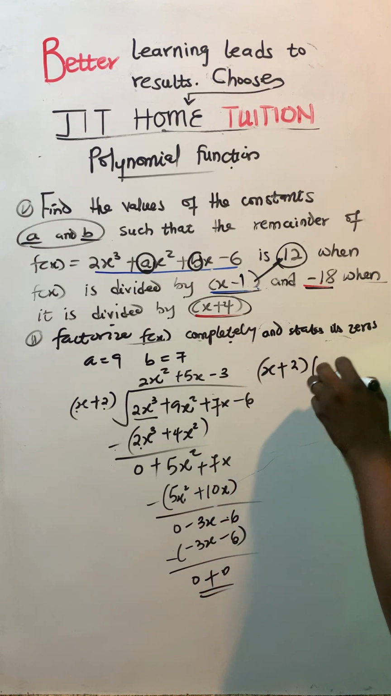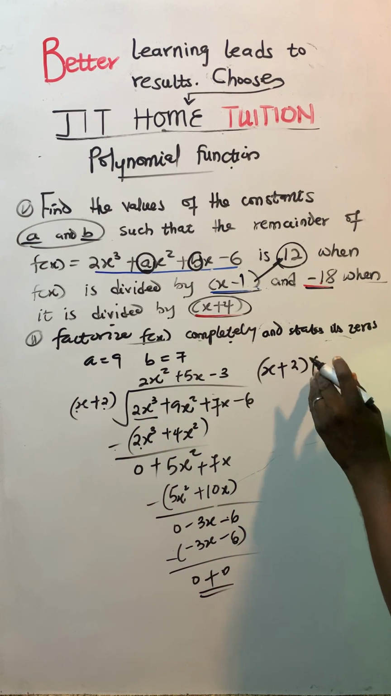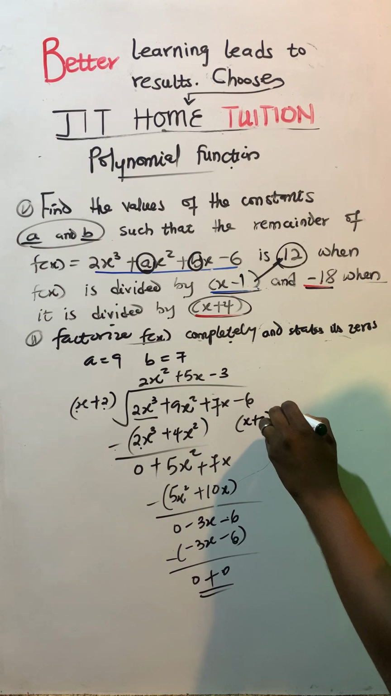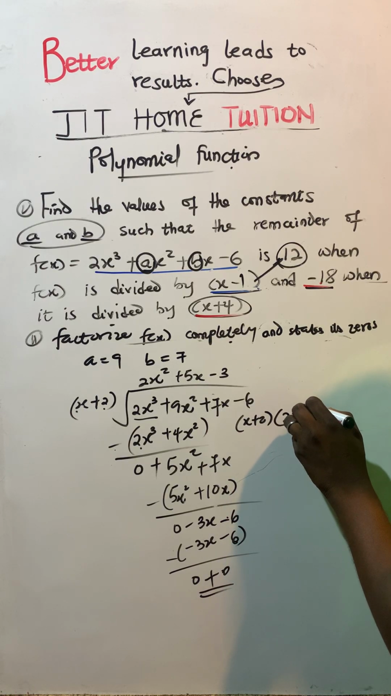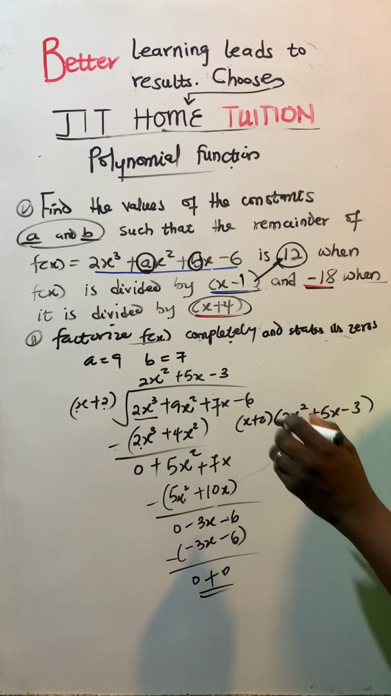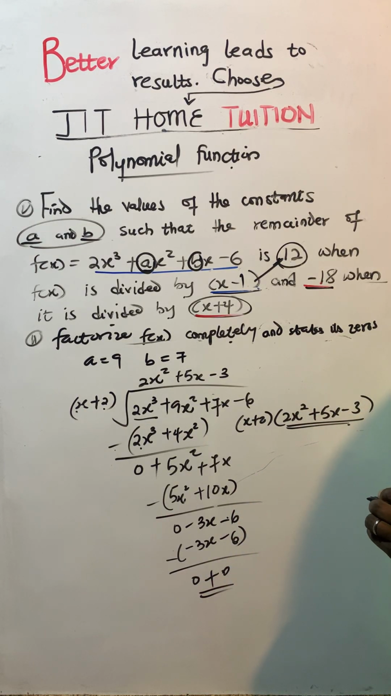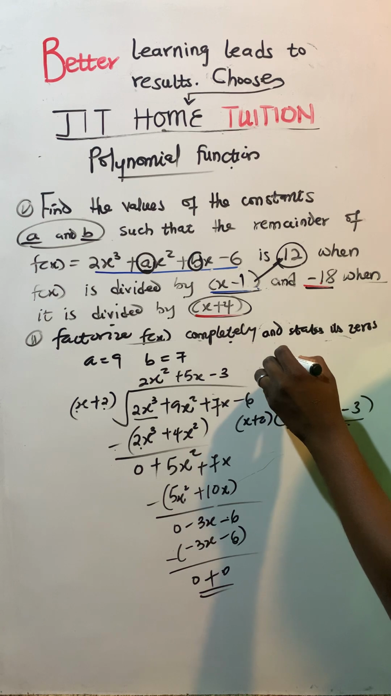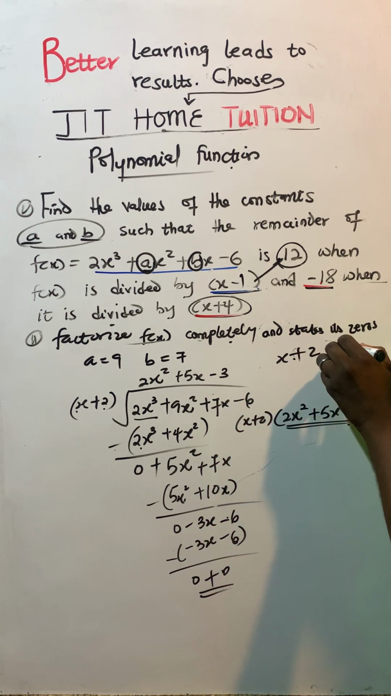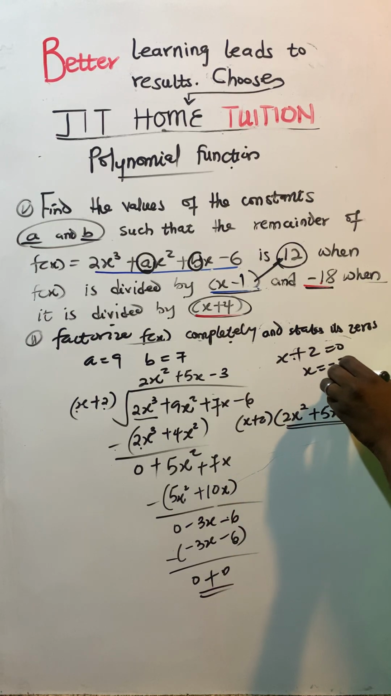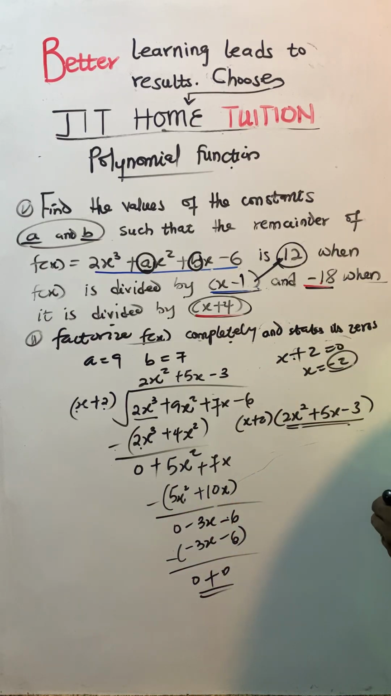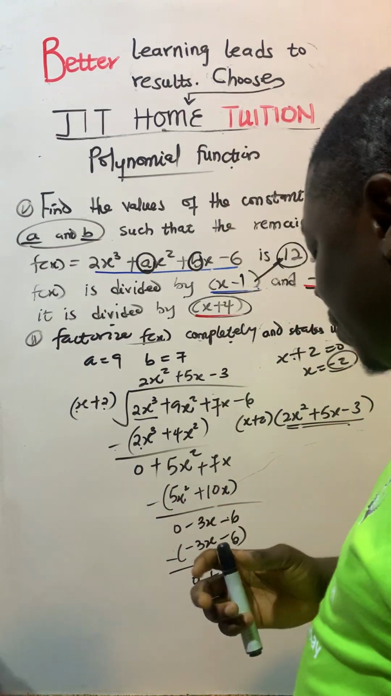All right, then you have, I need space, my board is quite small, x plus 2. Then you have 2x squared plus 5x minus 3. So this is what you are going to break down further. All right, so already when you have x plus 2 as one of the factors, you equate it to 0. You have x equal to negative 2. So this is one of the zeros. But we need to break this 2x squared plus 5x minus 3 down so that we get the other zeros. And that is what we are going to focus on right now.